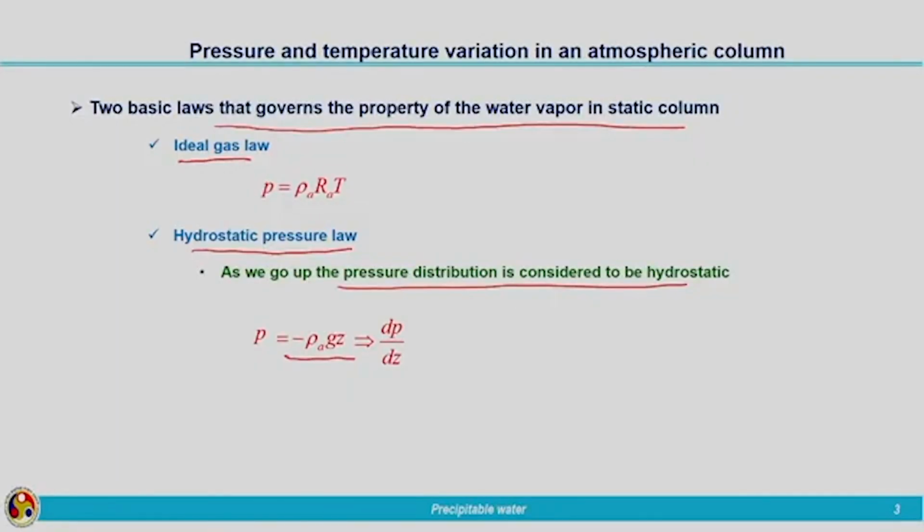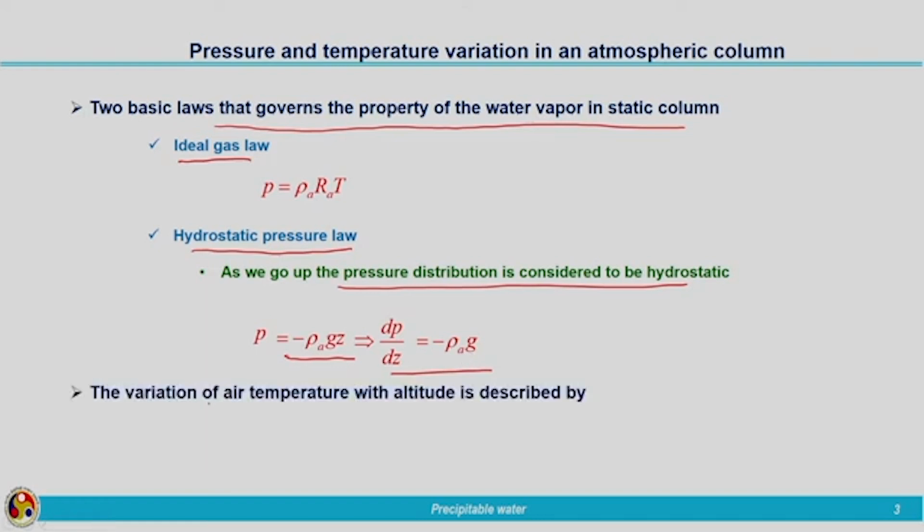Now, we can get the expression for dP by dz. What will be dP by dz? dP by dz will be minus rho A g. We are just differentiating it. dP by dz is equal to minus rho A g.